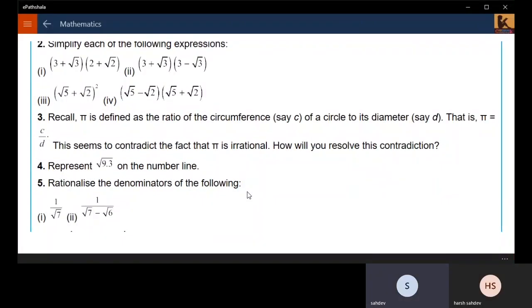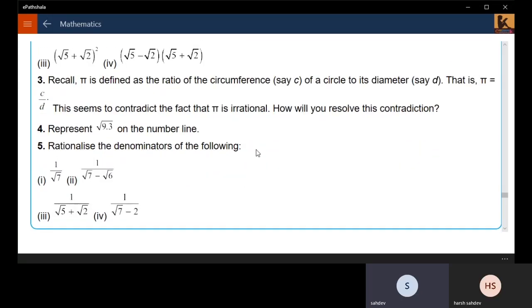Now next one is this. Recall pi is defined as the ratio of the circumference, say C, of a circle to its diameter d, that is pi equals C upon d. It seems to contradict the fact that pi is irrational. How will we resolve the contradiction?